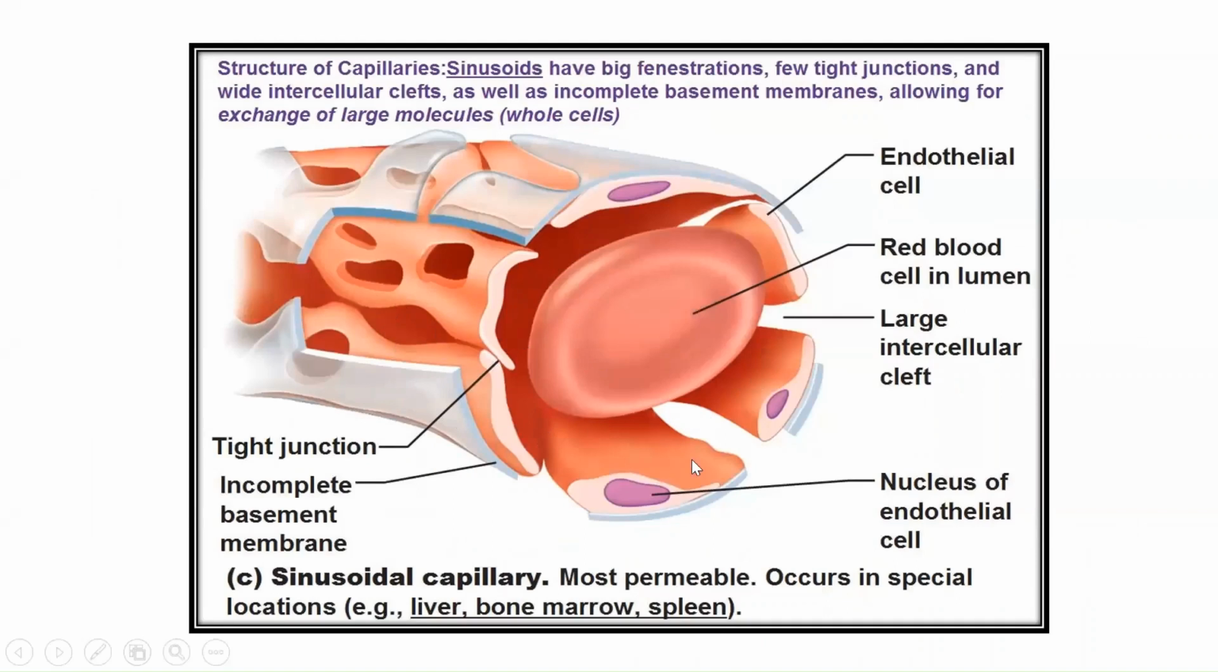The walls of the sinusoids may contain phagocytic cells, such as the Kupffer cells in the liver. Due to the irregular lumen, the flow of blood is sluggish in the sinusoids, which allows sufficient time for exchange of substances between blood and the tissue fluid.